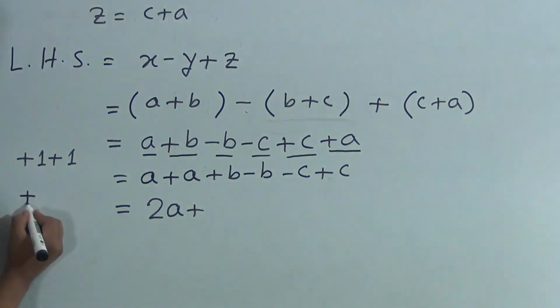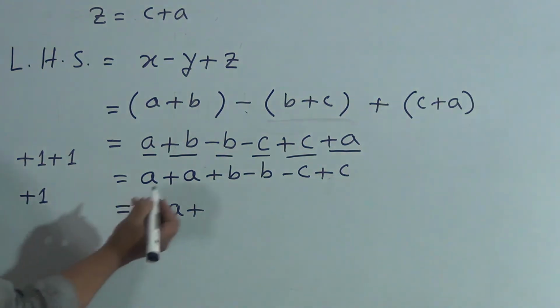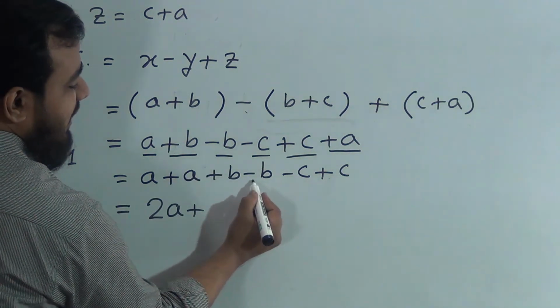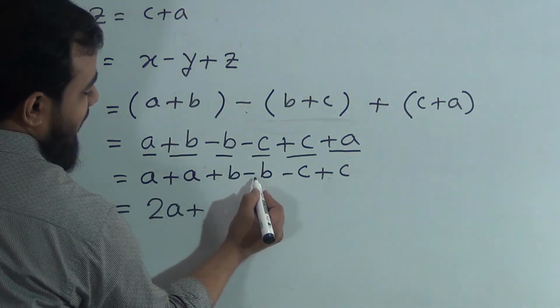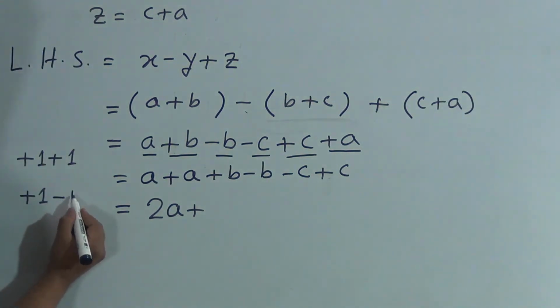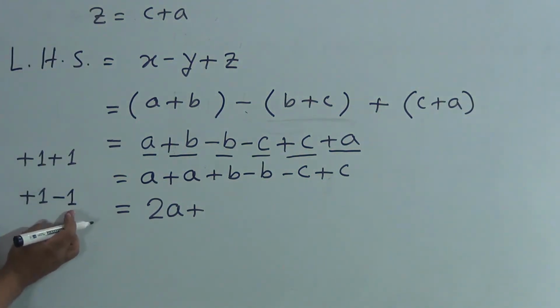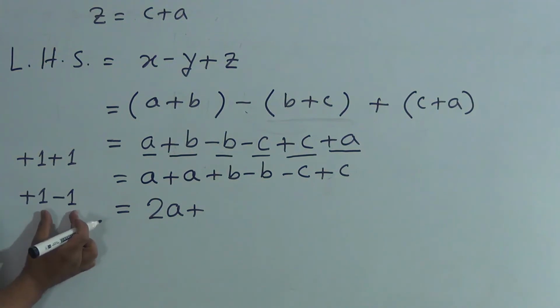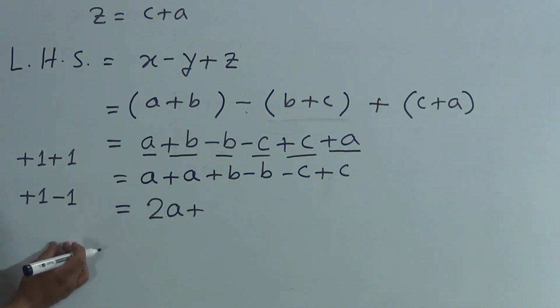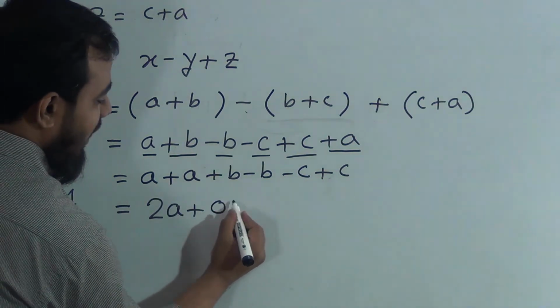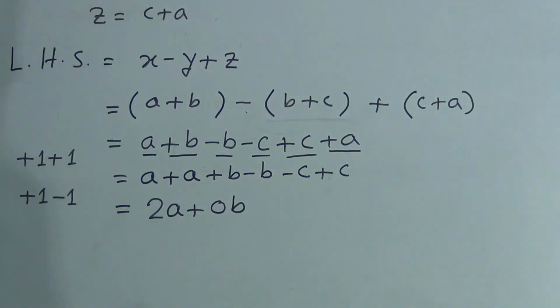Then the next one is, first b has plus 1 as the coefficient. So plus 1 will be our first numeral for b. Okay. Now next b, that means second b, has minus 1 as coefficient. That is why minus 1 will be our next numeral. So plus 1 and minus 1 makes how much? Plus 1 minus 1 equals 0. It will be 0 and b will be our variable.